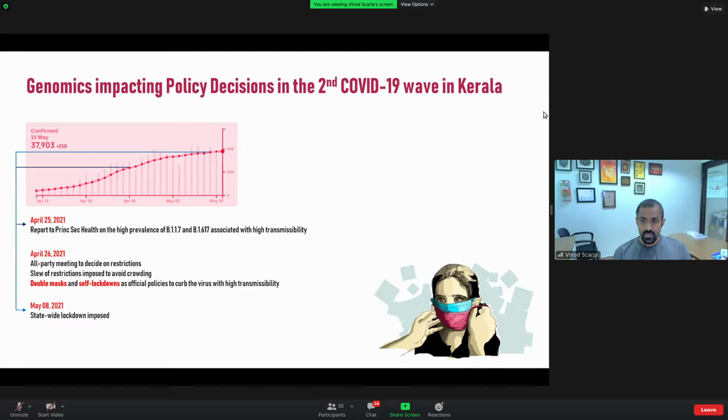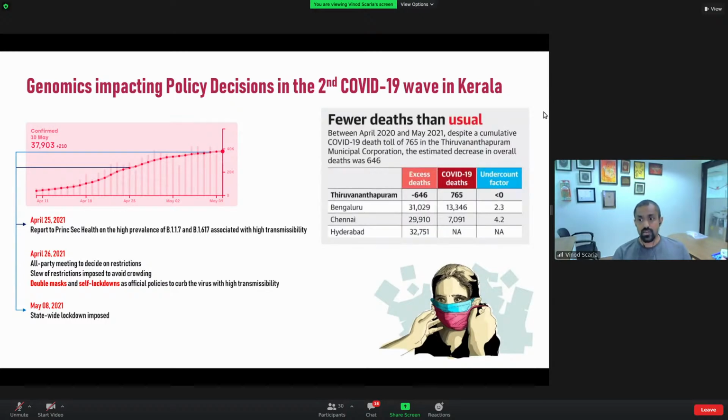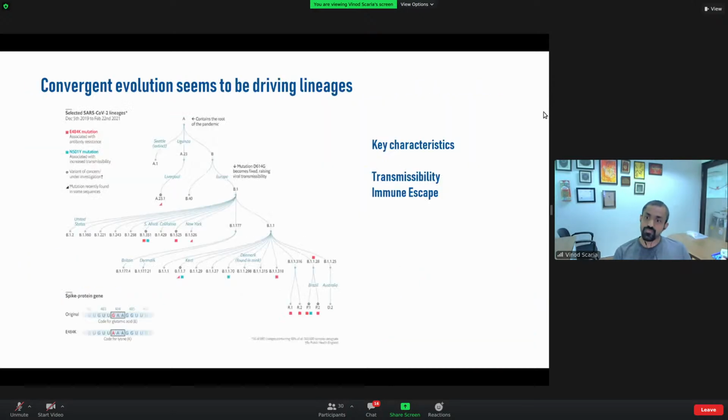And of course, as the cases rose and B.1.617, or Delta, had been increasing, the state went into a lockdown. And the effects of these early policy interventions are actually exemplified here, in that of the major metropolitan cities in the country, Trivandrum has been one of the metropolitan cities which has negative excess deaths even during the second wave of COVID.